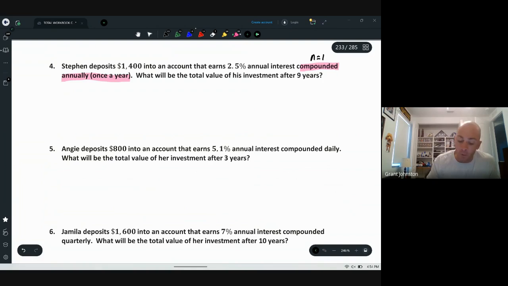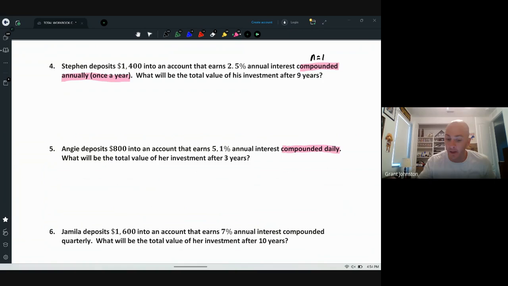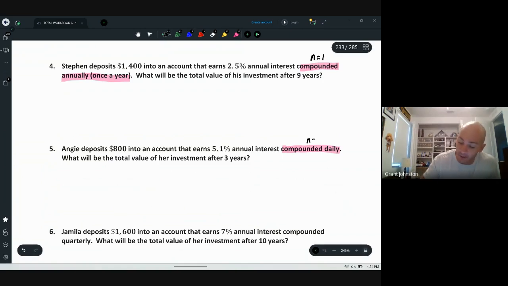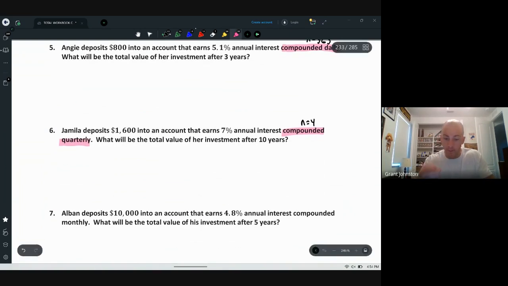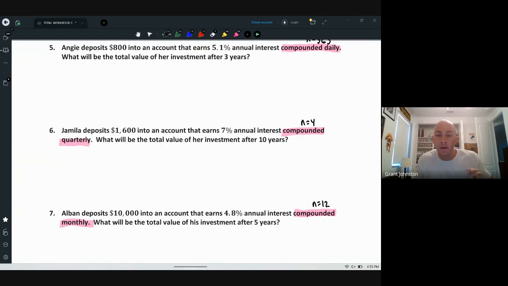The next one, number 5, says compounded daily. So how many days are there in a year? 365. You're going to use 365 for this one. This one's quarterly again. So we already did a quarterly. Quarterly is 4 times a year. We've done monthly as well. That's 12 times per year, right? So just to help you out there, so that you're using the correct value for n.